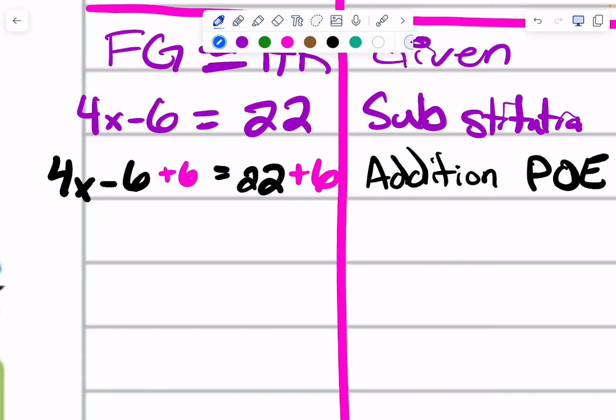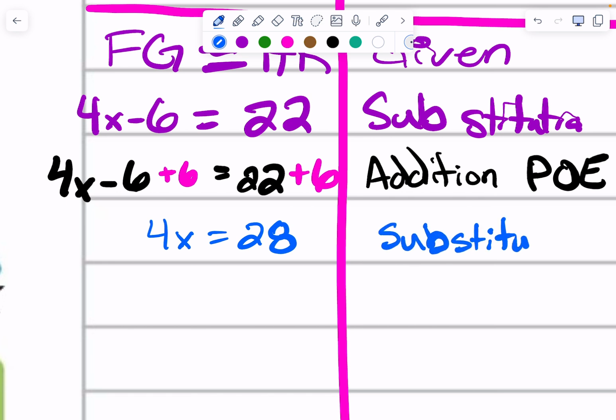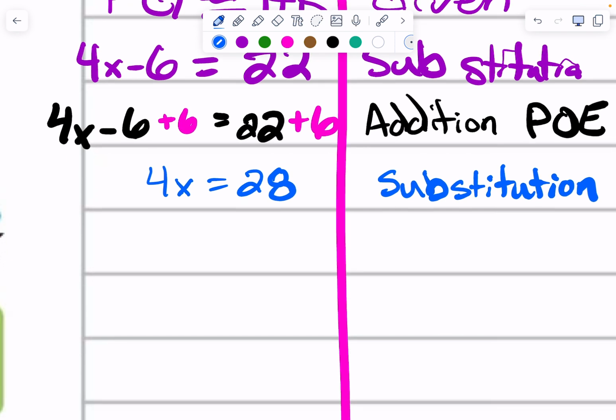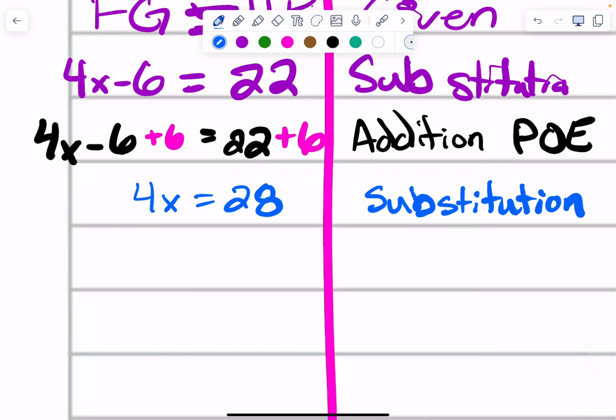Your next step then is 4x equals 28. They call that, I don't know why, don't shoot the messenger, they call that substitution. Because substitution is like simplifying. So I'm simplifying and I'm substituting 0 in place of this and I'm substituting 28 in place of this, okay? So just so you know, on your homework assignment, they might do some weird stuff like that where they do substitution, okay?